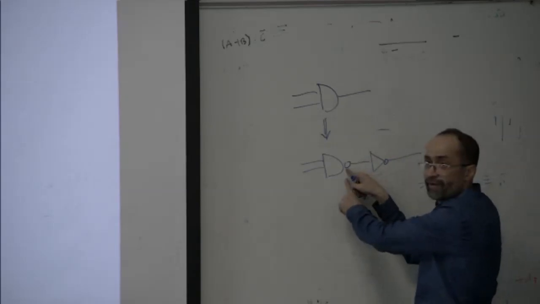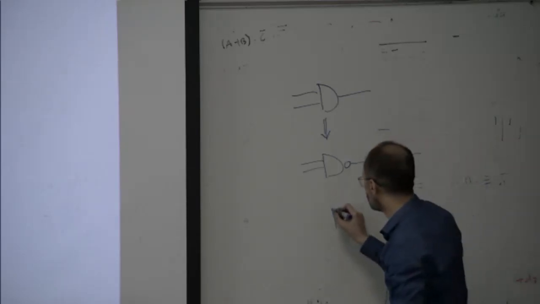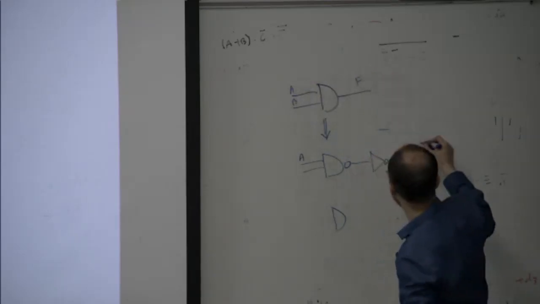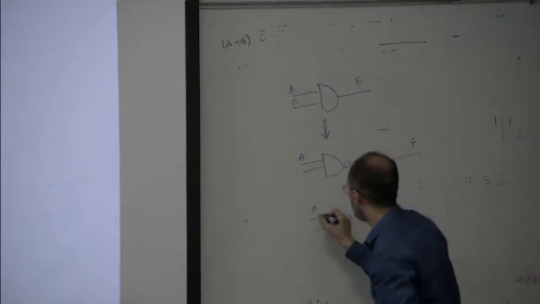Let's assume this is A bar and this is A double bar. This will cancel out, so can we write it like this? So now this is AB. Let's assume this is F. This is again F because we are putting a double inverter. So now we have A and B.